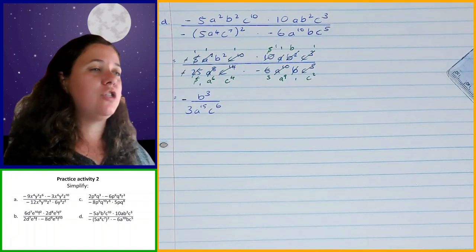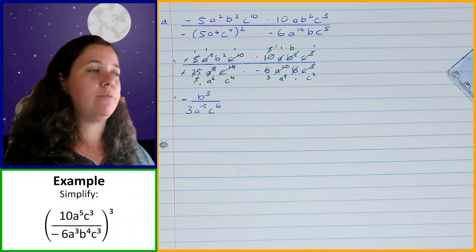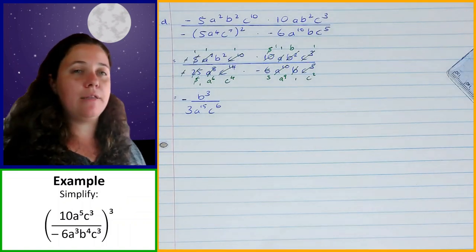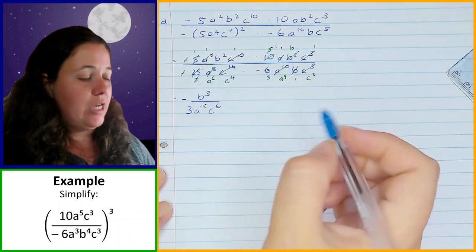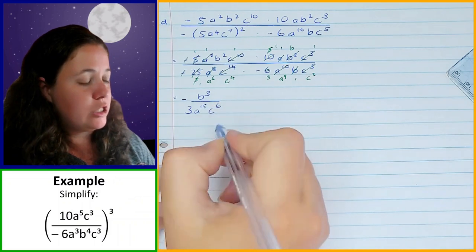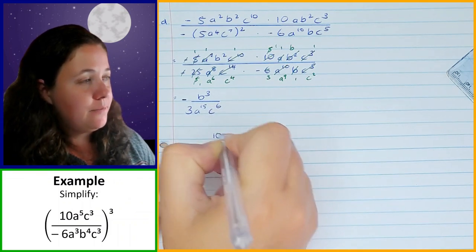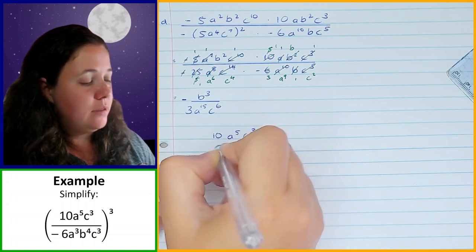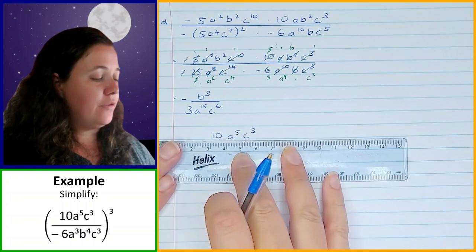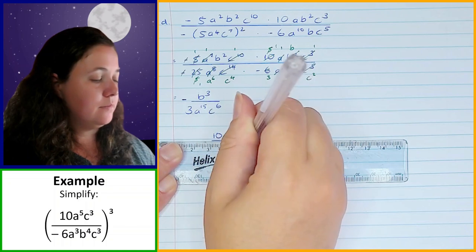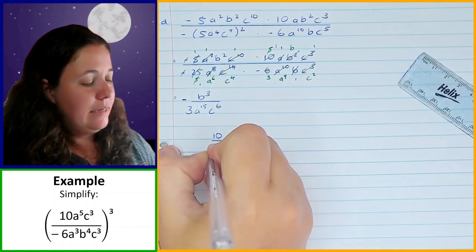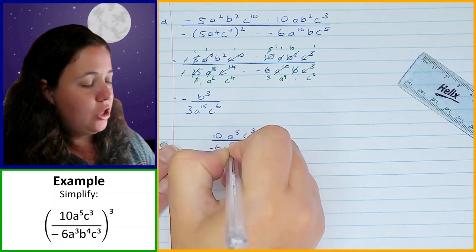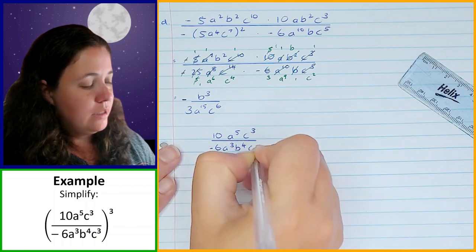Okay, now we're going to go to the last example that I'm going to be doing with you like this. And that is this one over here, where we've got brackets to worry about. So I have got 10 a to the power of 5 c cubed over negative 6 a cubed, b to the power of 4, c cubed.